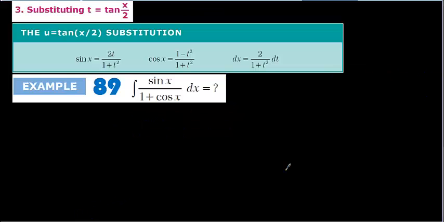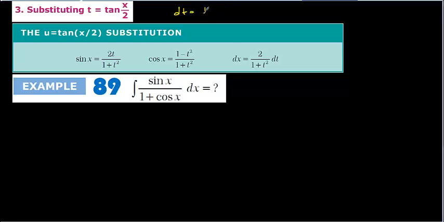Okay, this is the substitution tangent x over 2 equals t, and this is another method. If you substitute tangent x over 2 by t, then you will get sine x equals 2t over 1 plus t squared. By using trigonometric methods we can easily find that. And the last one is the dx. When you take the derivative on this side, it's going to be dt.